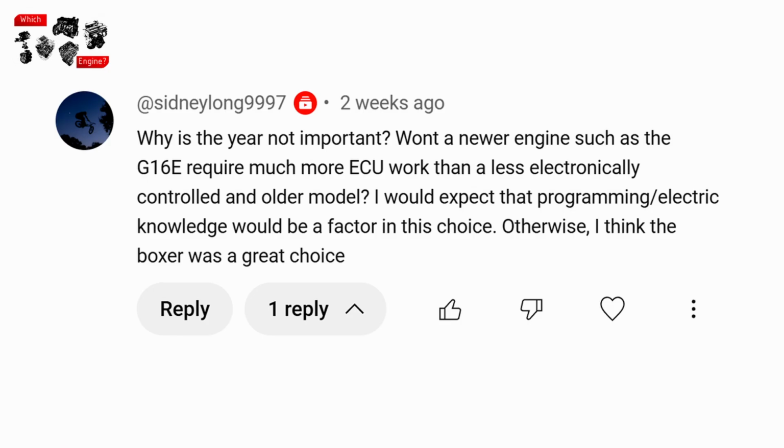There was a question from Sydney Long 9997 who asked, why is the year not important? And wouldn't a newer engine, such as the G16E, require much more ECU work than a less electronically controlled and older model? And I would expect that programming or electric knowledge would be a factor in this choice.